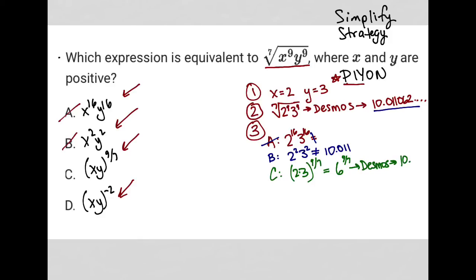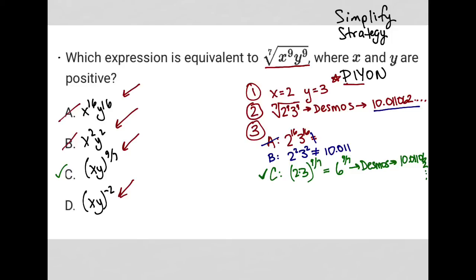I get 10.011062 and the same values after that. So that automatically tells me that choice C is at least a runner-up. I like to always try all of my answers instead of just assuming C is correct. But at least C is not crossed out.